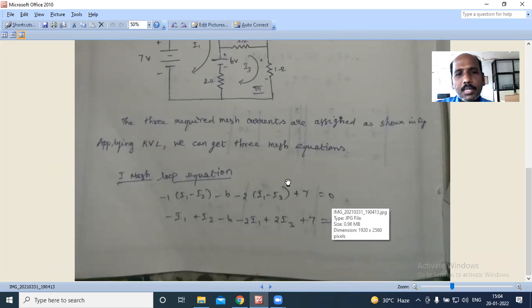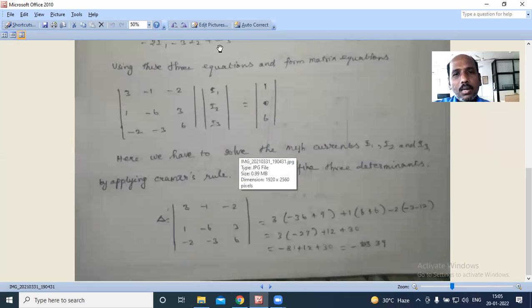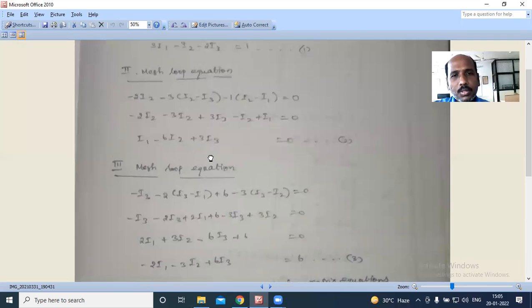To solve the equation mathematically, first you write the equation, then you multiply minus 1 into I1, then minus 1 into I2, so minus 1 I1 minus of minus, plus I2, minus 6, minus 2 into I1, minus 2 I1, minus 2 into minus I3, plus 2 I3, plus 7 equal to 0. Then you add all the I1 into one side, then all the I2, then I3. First minus I1, here minus 2 I1, so totally minus 3 I1. Like that, you add all the I1 into one side.